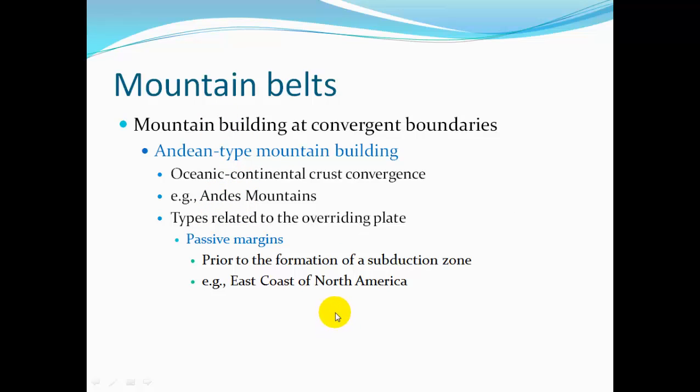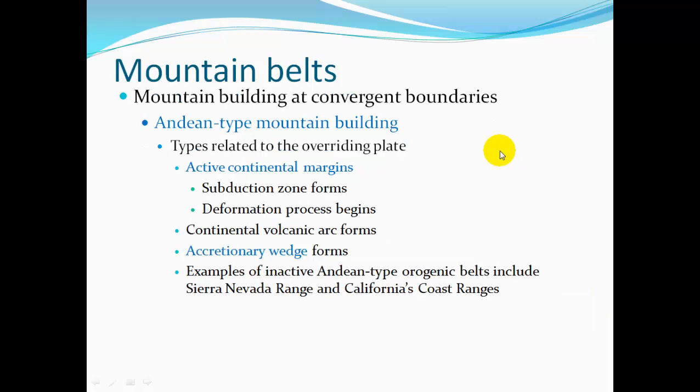The passive margins are prior to formation of a subduction zone. So like the East Coast of North America, we have very passive coastlines. The Andean type mountain building is related to that overriding plate again, which is a very active continental margin. A subduction zone forms, the deformation process begins, and then you have a continental volcanic arc that forms. An accretionary wedge of material forms. It's material that's scraped off that subducting plate and pushed against the crust. Examples of inactive Andean type orogenic belts include the Sierra Nevada and California's coast ranges.